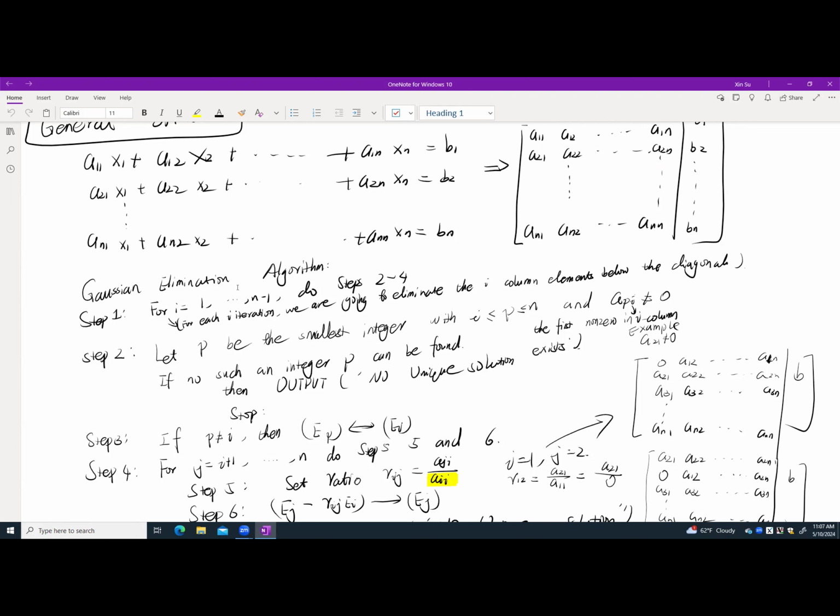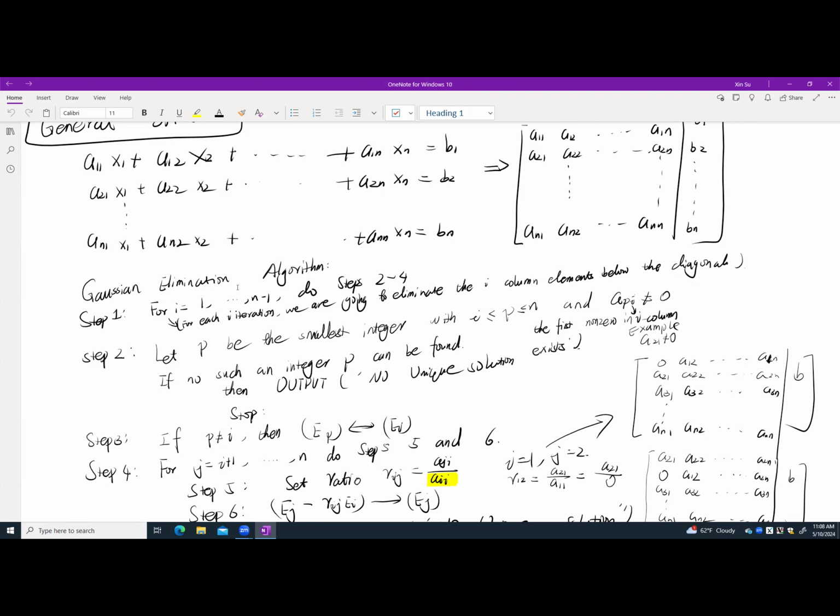For steps 2 and 3, we are preparing for the row elimination. We need to ensure that the diagonal element we use in the row elimination is not 0, otherwise the ratio is not well defined. When we find the first non-zero element in this column, we switch two rows to prepare for the step 4 row elimination. That's all.